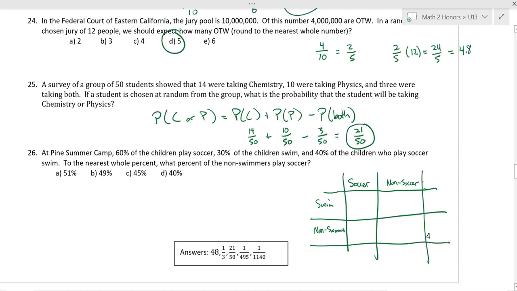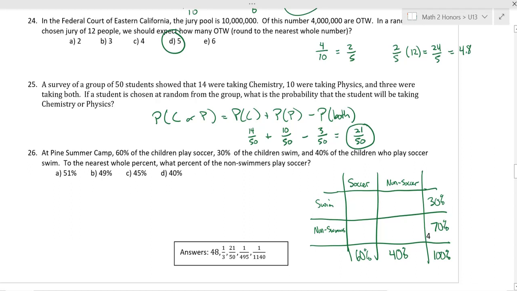And it says that 60% play soccer. So I'm going to put 60% of the people here play soccer. That means that 40% don't play soccer, right? That makes 100% of the total here. 30% of the children swim. That means that 70% of the children do not swim.